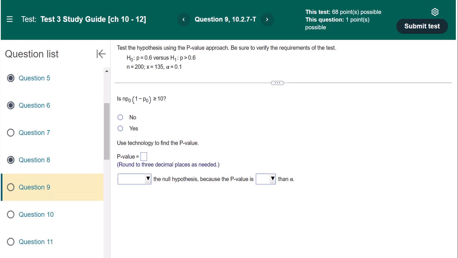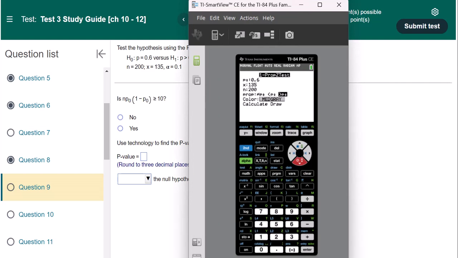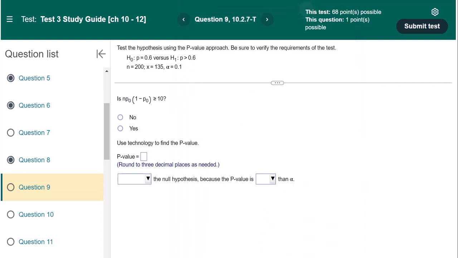Now he wants us to find the p-value. So you just go to 1-prop z test, and p0 you put 0.6, x is 135, n is 200. You choose the greater than sign for the alternative hypothesis and you hit calculate. And the p-value is 0.01519, or 0.0152, or to 3 decimal places, 0.015. And what's alpha? 0.1. That's less than 0.1. In this case, you reject the null hypothesis because the p-value is less than what? Alpha. Next question.